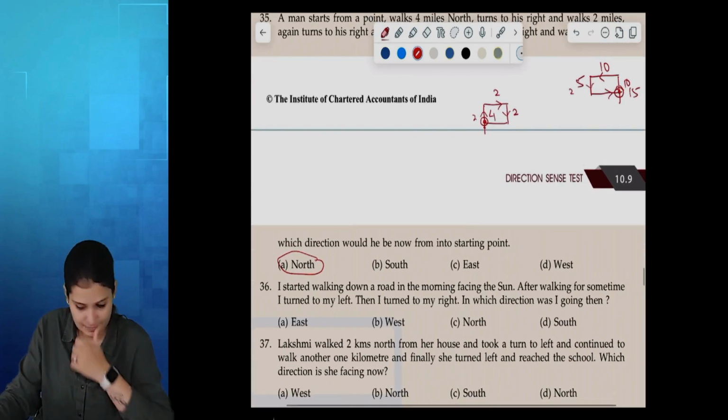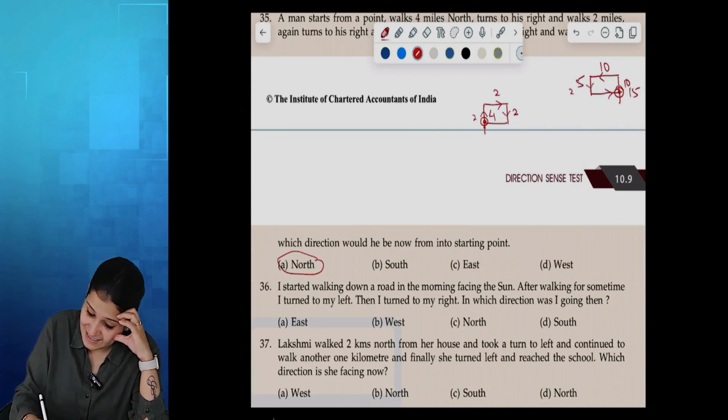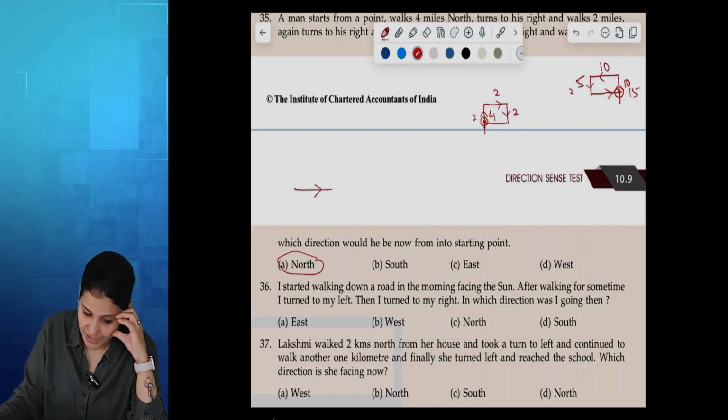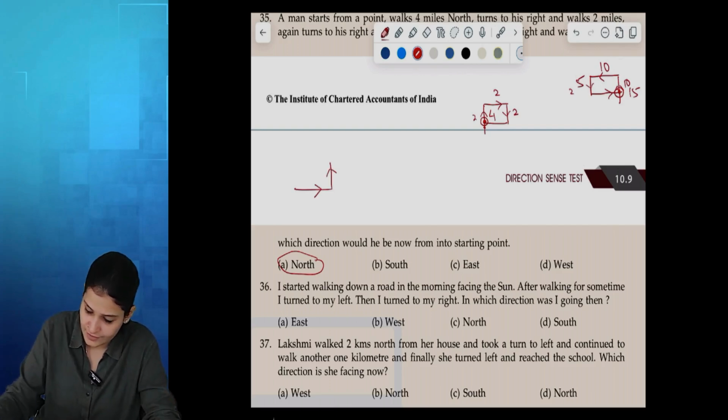36. East. I started walking down a road in the morning facing the sun. So east. After walking for some time, I turned to my left. Then I turned to my right. Which direction am I now going? East.